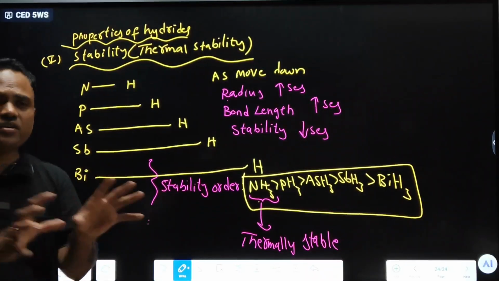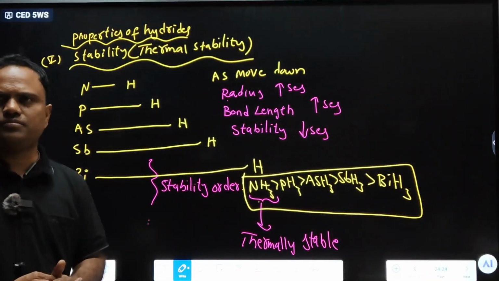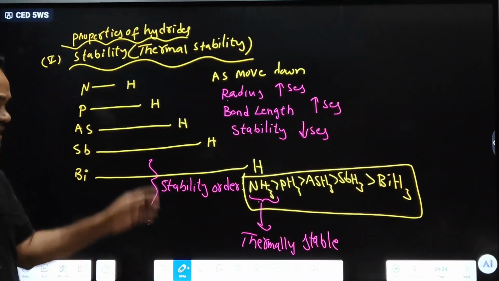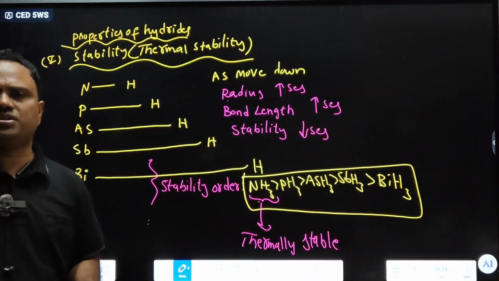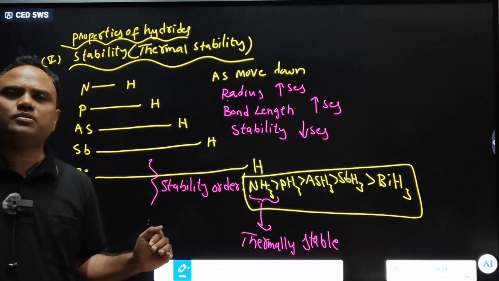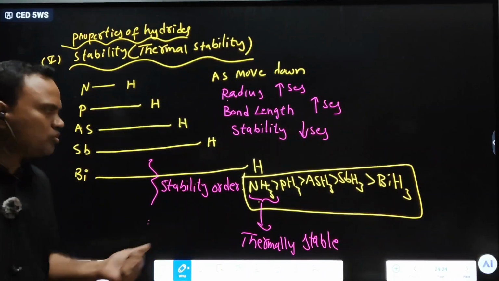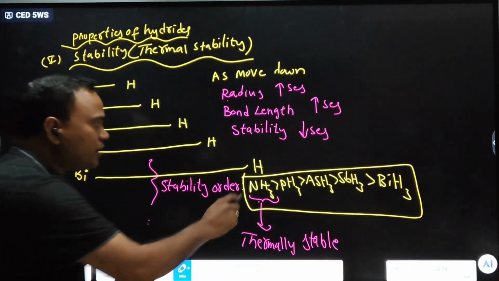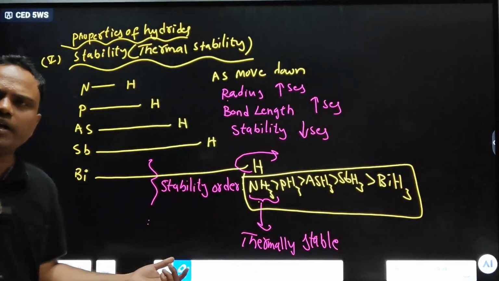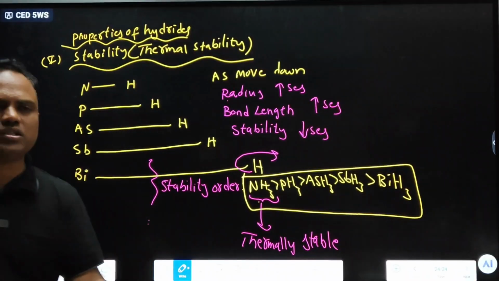Next, based on this single point, we can expand the concept. Stability is okay for everyone. Next, reducing property depends on the stability concept. Now tell me, is the BiH bond stable or not stable? Not stable, right? So you can break this bond easily and hydrogen will come out easily. Why? Because bond strength is less.